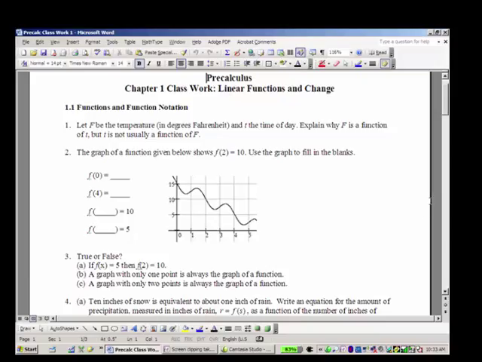All right, number 1. Let's have a discussion about that. Someone read it. Michelle, can you call someone to read it? Let F be the temperature in degrees Fahrenheit and T the time of day. Explain why F is a function of T, but T is not usually a function of F. Okay, so this goes back to what a function is, and we need 2 answers to this, and it might be from the same person, I'm not sure. But explain why F is a function of T, but T is usually not a function of F. Danny, calling someone.